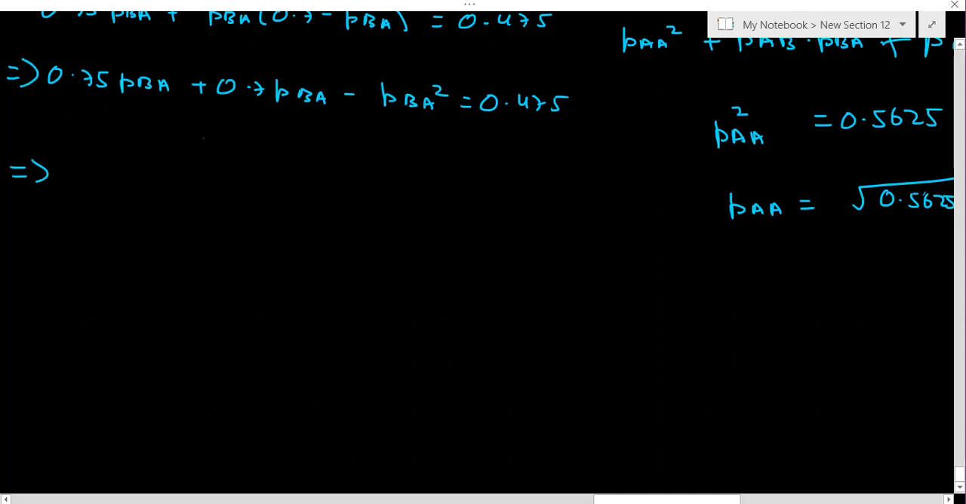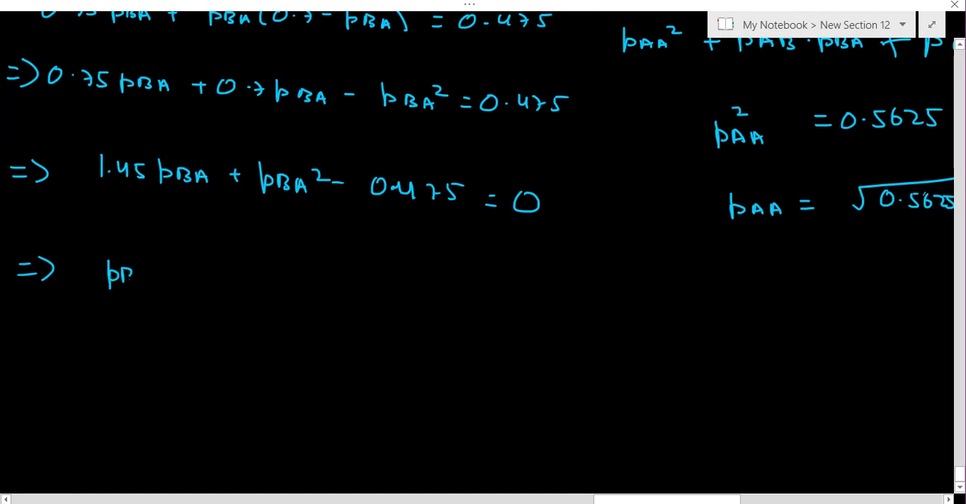That would give me, let's see, 1.45 PBA plus PBA square minus 0.475, and this is equal to 0, right? So that is what I have here. Now let's try to solve this quadratic equation. So how do I solve it? Let's apply the quadratic formula.